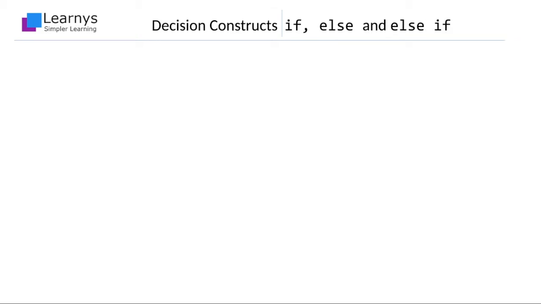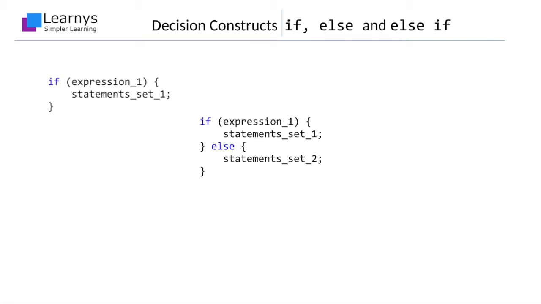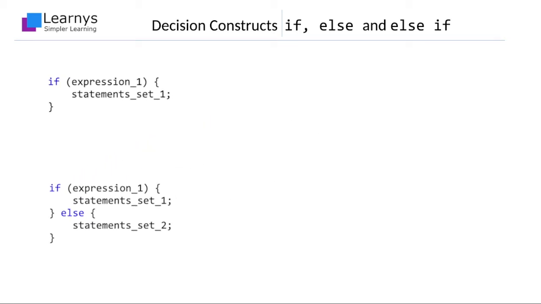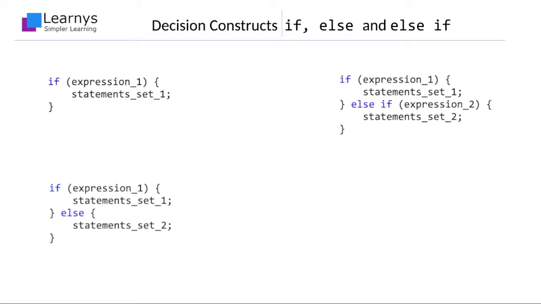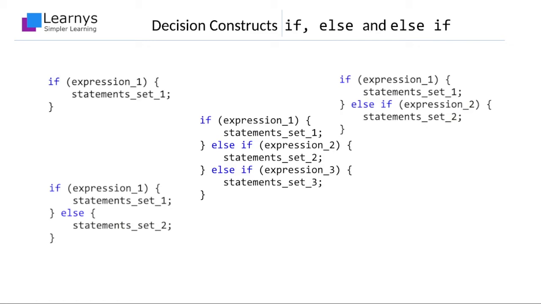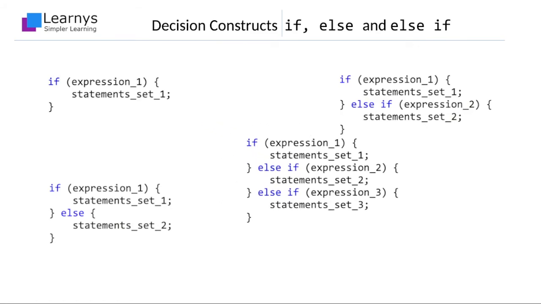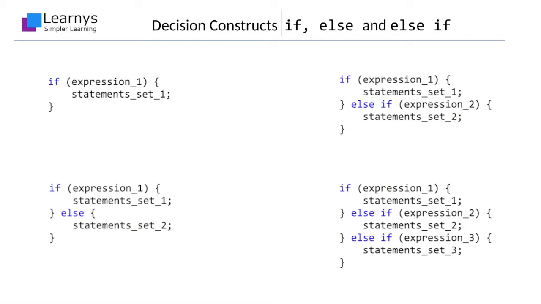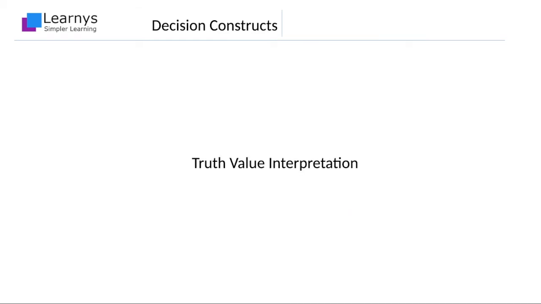As mentioned before, the first type of decision constructs consists of various combinations of if, else, and else if blocks. Let us have a quick walk through a representative set of such combinations. The first structure has only the if block, this structure has an if block and an else block, this one has an if block and a single else if block, and finally this one has an if block and multiple else if blocks.